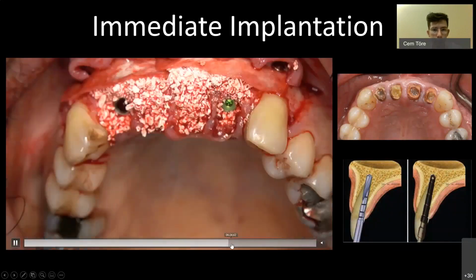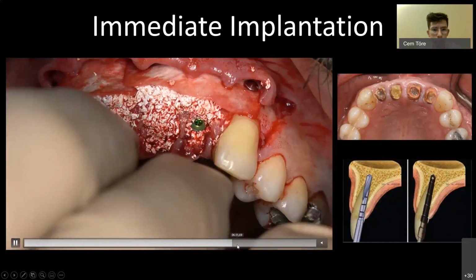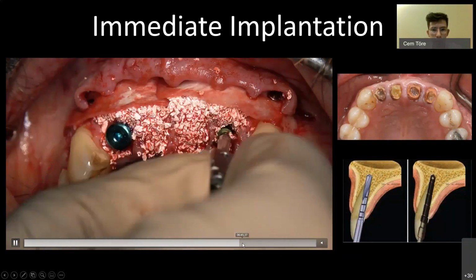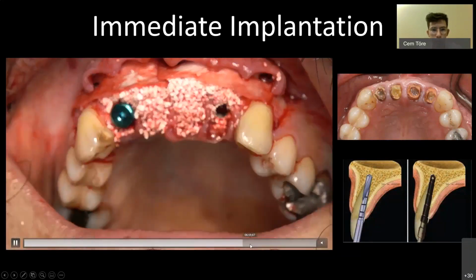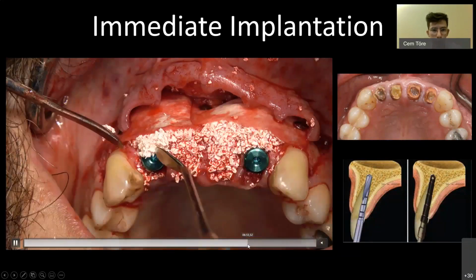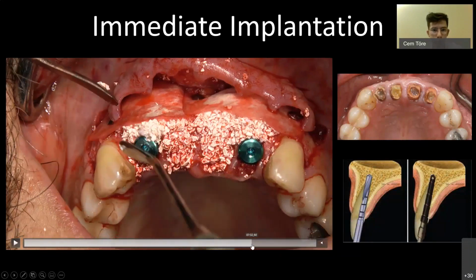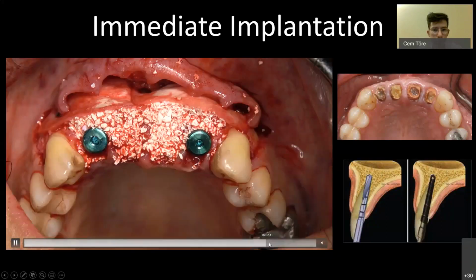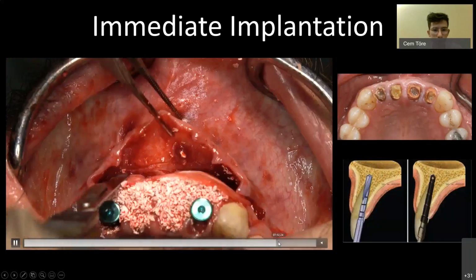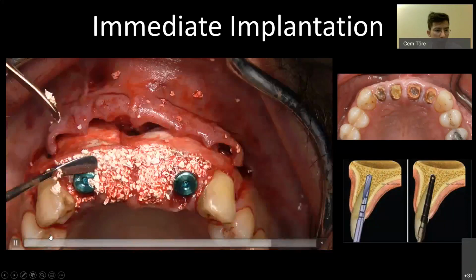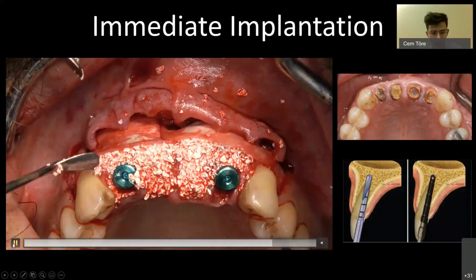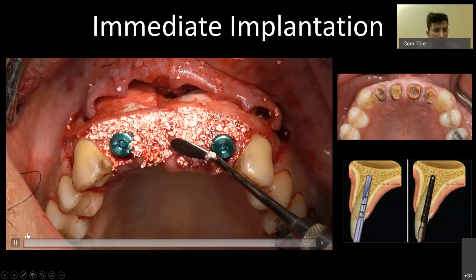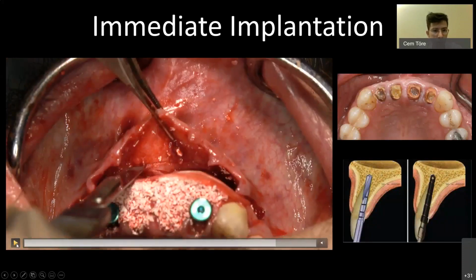And then placing healing abutments. Make sure we don't lose them. And then we are doing something I will talk about again later on in the augmentation section, but we have a very good view of it here.